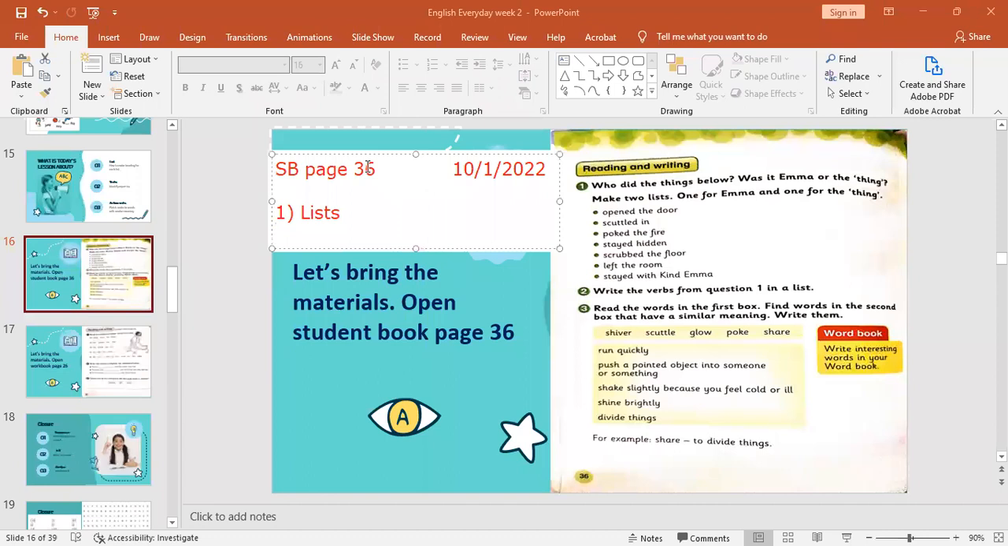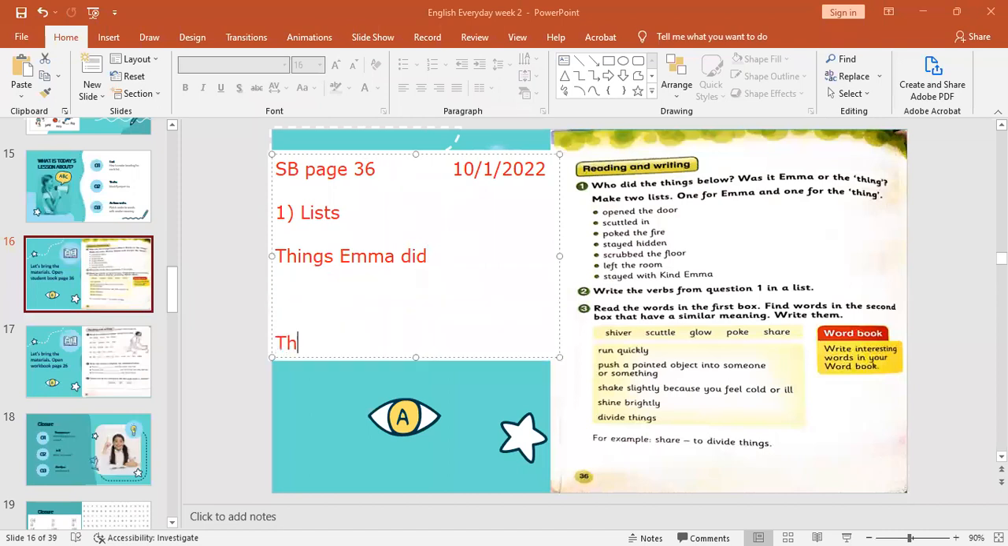The heading for the first list will be things Emma did. Then I'll come down to write things the thing did. So these are the headings of our two lists.